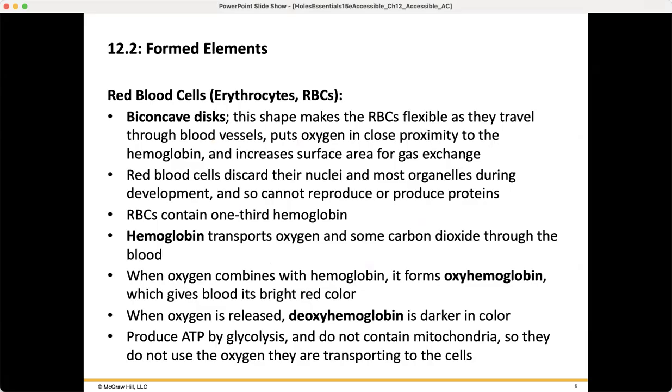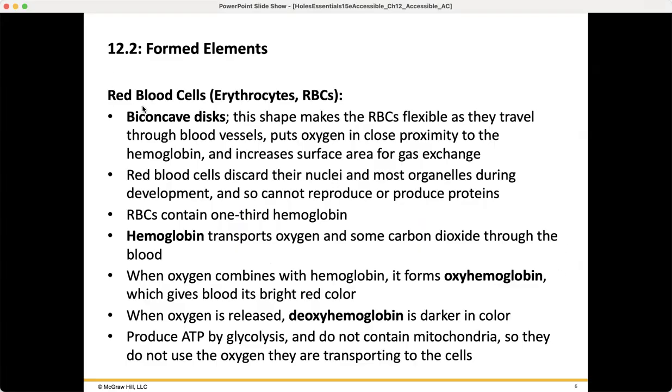So we'll start with red blood cells. We'll look at each formed element, although we are going to focus on the white blood cells. So red blood cells, that is their common name, but their scientific name is erythrocytes. So red blood cells are called erythrocytes. And if you remember, their main purpose is to carry respiratory gases around the body.